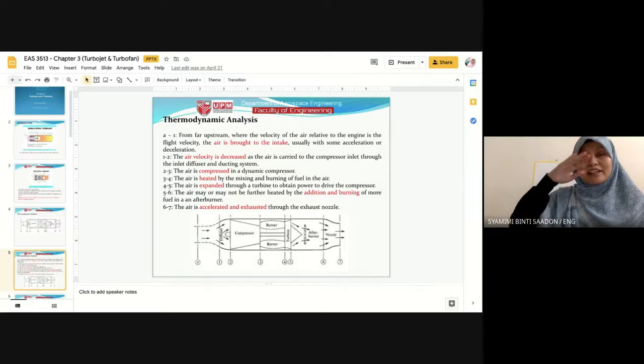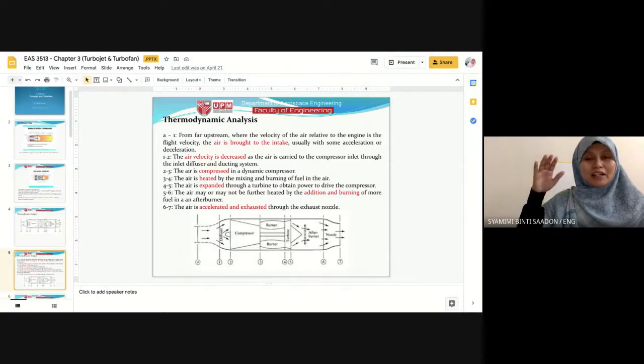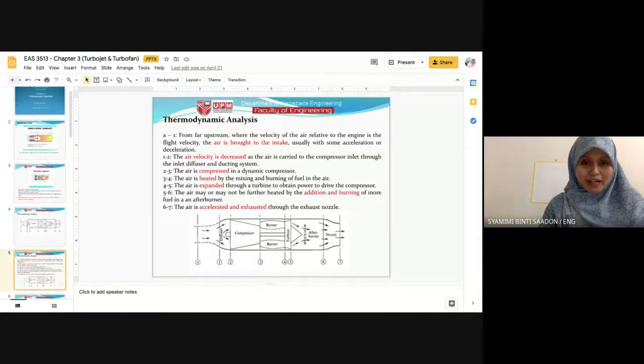But the cycle graph is the same. It's just that the process and the equipment are different. For a power plant it is a boiler or evaporation, but for a jet engine we call it a combustion chamber. The fluid is heated up, and then we have expansion in a turbine, which is the same expansion. Then the fluid for a power plant will be condensed back, but for a jet engine there is no condenser.